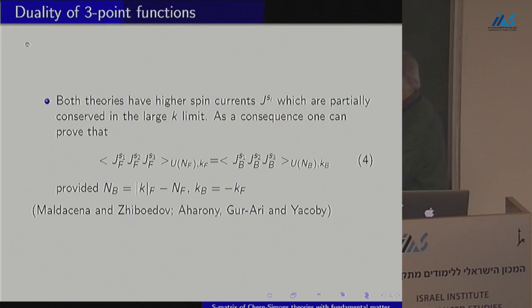Then the second result, which plays an important role in this subject, is the fact that if you take the 3-point function of higher spin currents in the fermionic theory with this gauge group and level, then this correlation function is identical to this one. This was proved by these authors using the fact that these higher spin currents are actually partially conserved in the large K limit. There is a partial conservation which was established in previous works, and that was used to prove this equation. So the 3-point function satisfying this type of property is a very strong evidence that the full theory might have this duality.